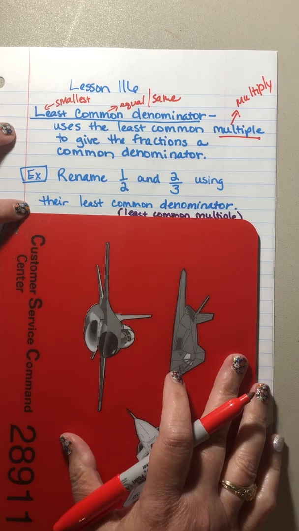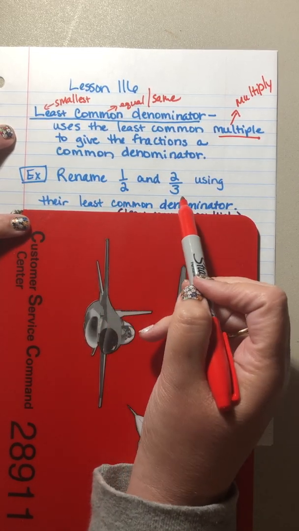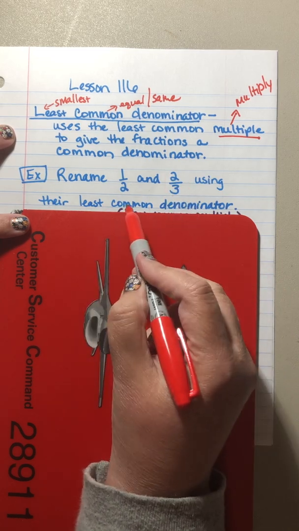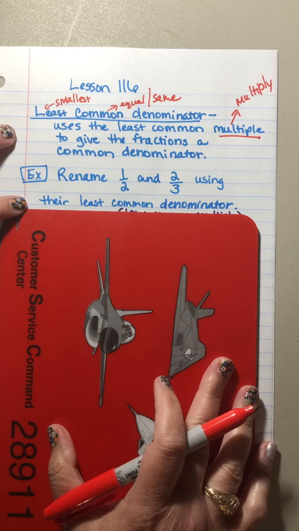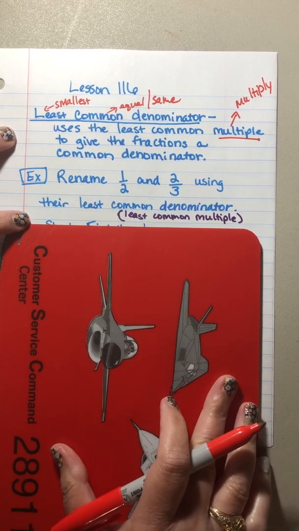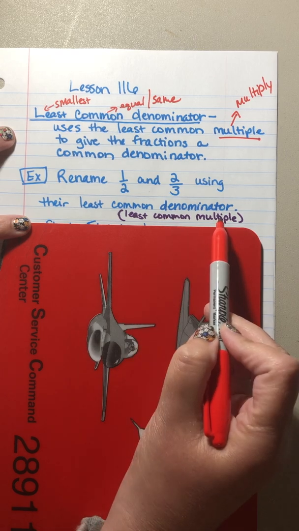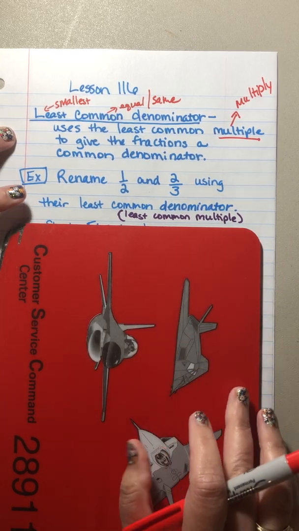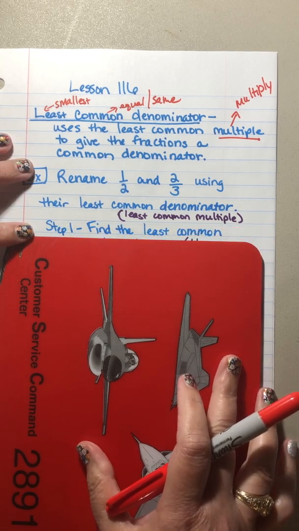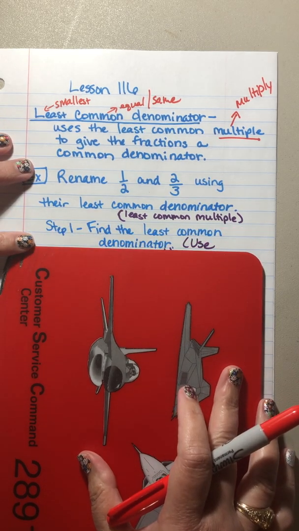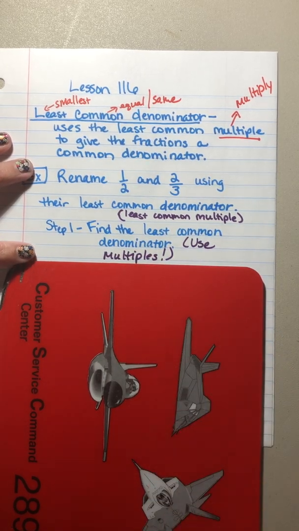So if we are going to rename 1/2 and 2/3 using their least common denominator, let's see what that means. When I think least common denominator, I know that I need their least common multiple. And in order to get that, I have to write out their multiples. So the first step is to find that least common denominator using multiples.